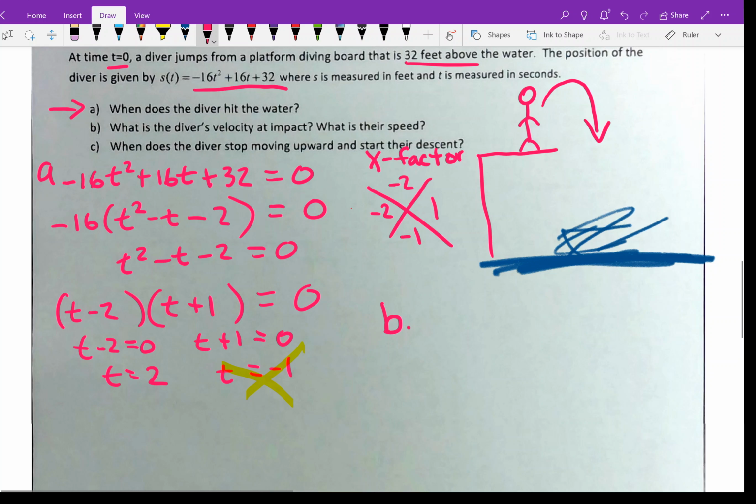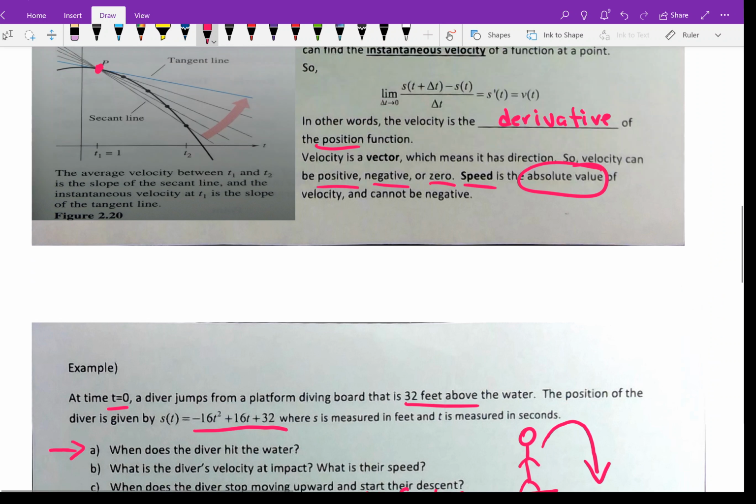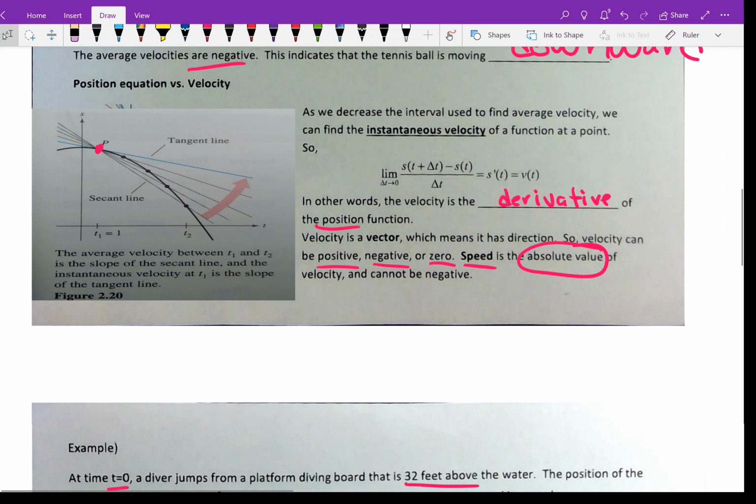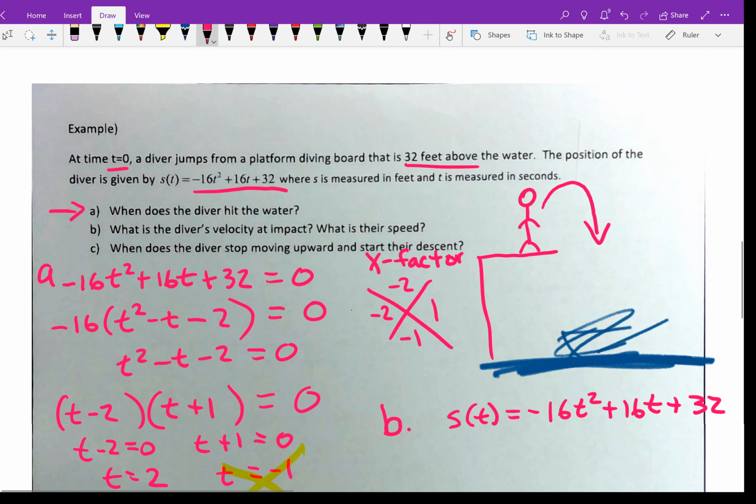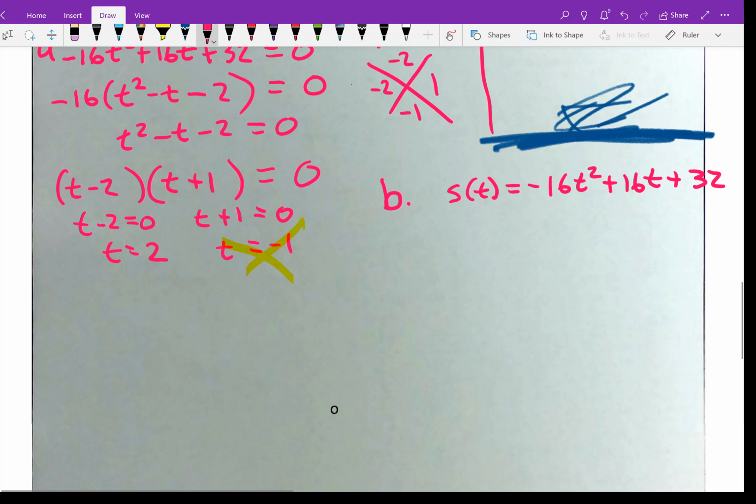So let's take the derivative of the function that's given, right? So we have s of t is equal to negative 16t squared plus 16t plus 32. How do I know that I need to take the derivative? Well, if we go back to the notes here, we're trying to figure out what his velocity is, right? And they've already told us that if we take the derivative of the position function, that is velocity. So over here, I'm going to take the derivative of this thing.